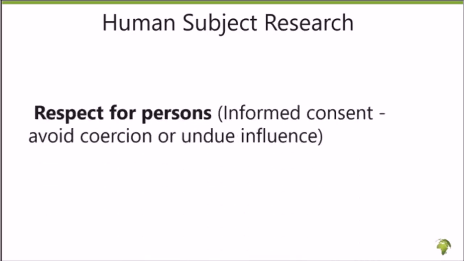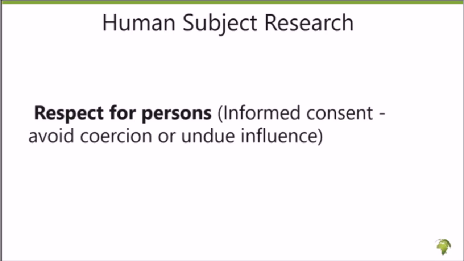So, for every human subject research, there are three key principles that govern it, and we want to look at these key principles. The first we want to look at is respect for persons. We have to actually respect our respondents or our participants, ensure that they are not coerced or influenced by any means to participate in the project. And respect for persons involves mainly what we call informed consent.